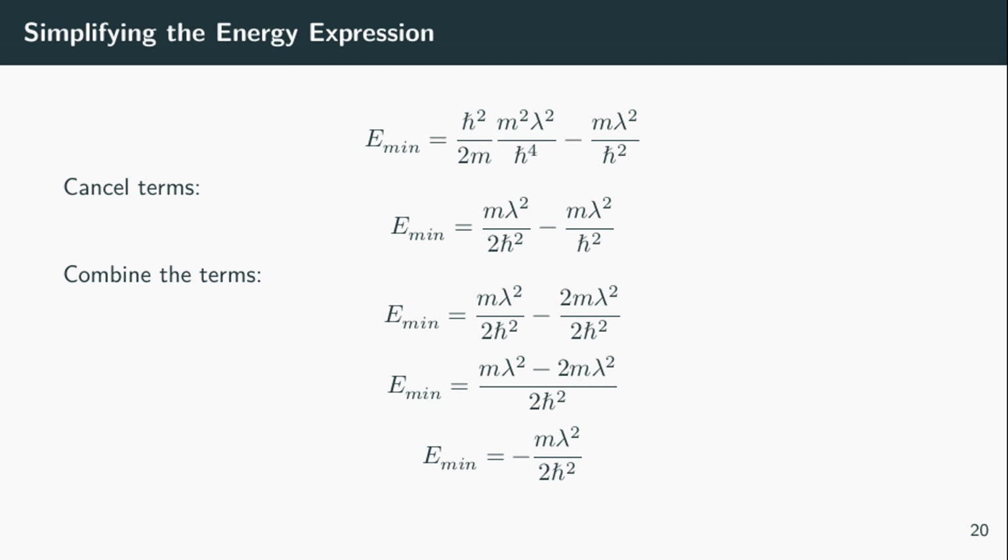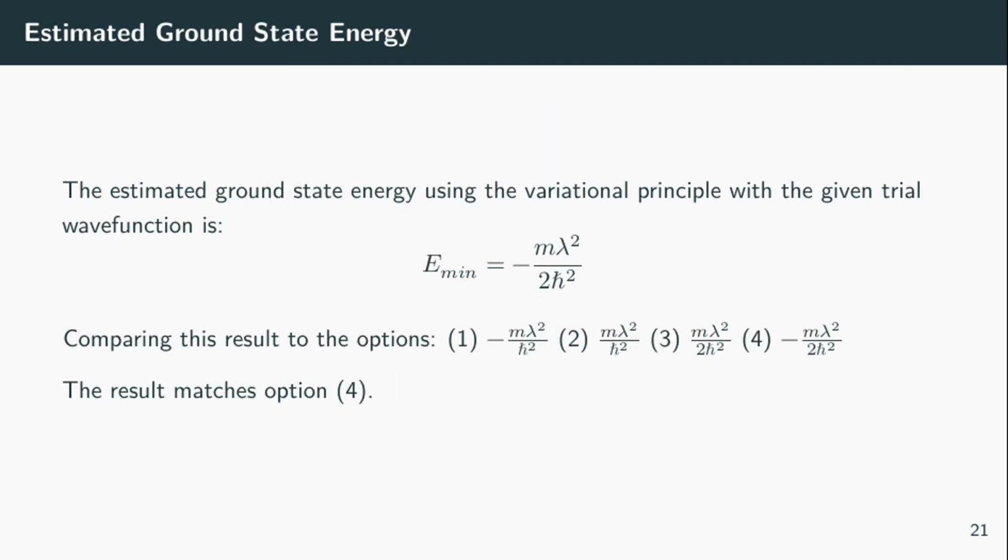To combine these, we can write the second term with a denominator of 2h bar squared by multiplying the numerator and denominator by 2. That gives us minus 2m lambda squared over 2h bar squared. Now they have a common denominator. E minimum is m lambda squared minus 2m lambda squared all over 2h bar squared. This simplifies to minus m lambda squared over 2h bar squared. So the estimated ground state energy we found using the variational principle with this trial wave function is E minimum equals minus m lambda squared over 2h bar squared.